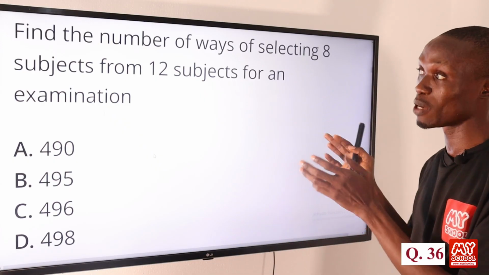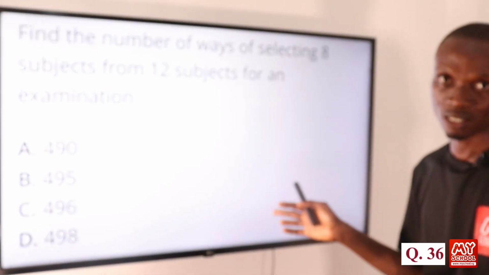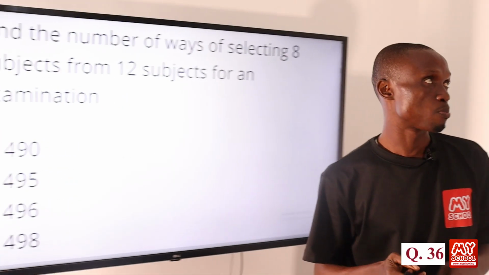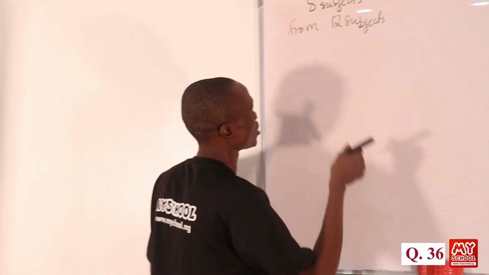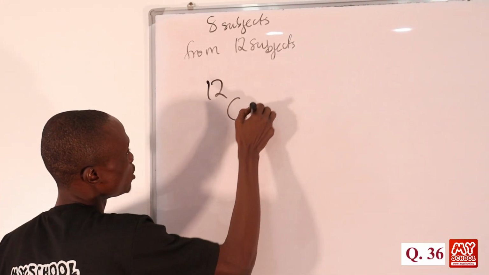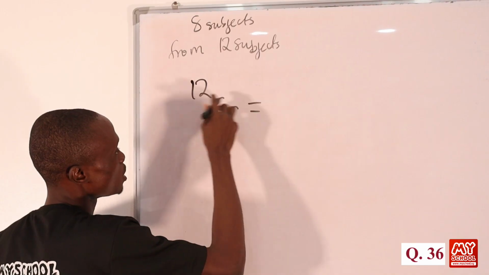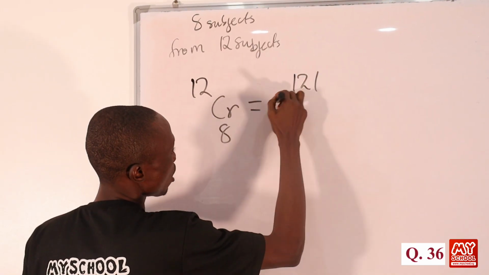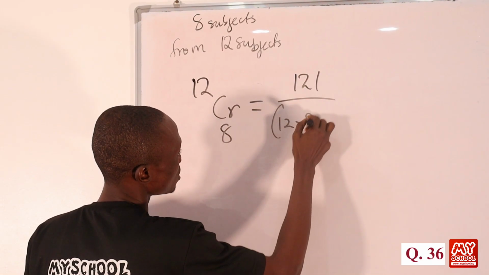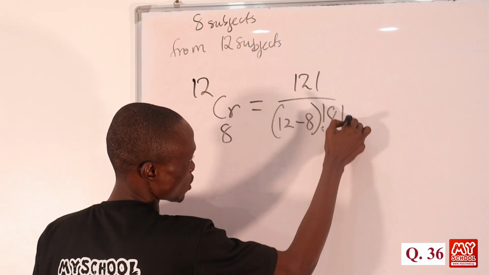Hence, we are going to use the combination formula to answer this question. So let's move to the board to do that. In this case, we have 12 combination 8, and 12 combination 8 is equal to 12 factorial over (12 minus 8) factorial times 8 factorial.